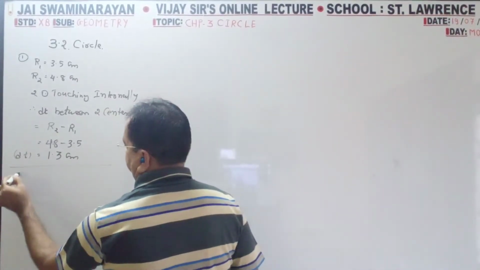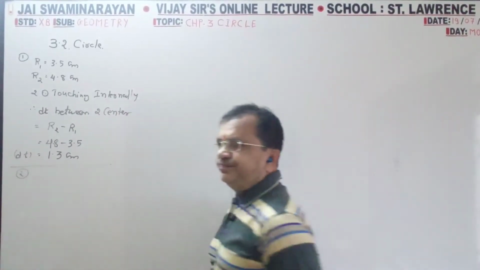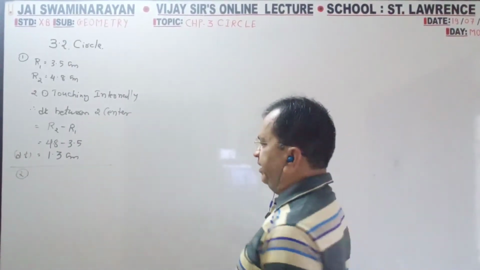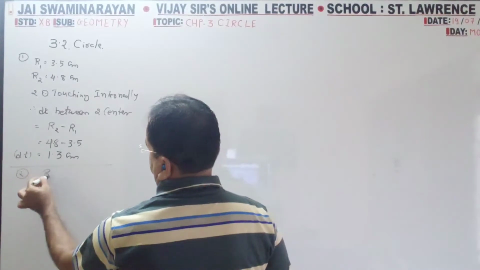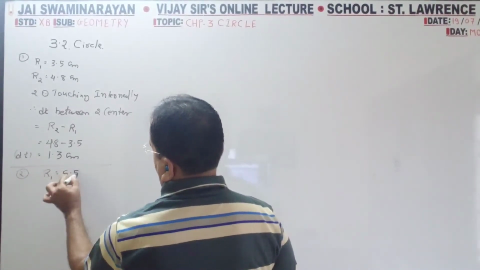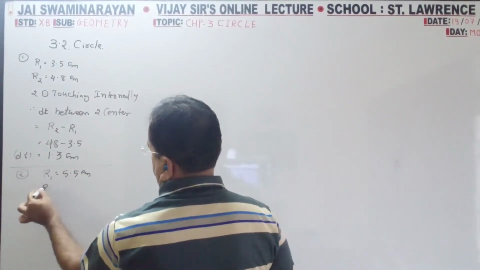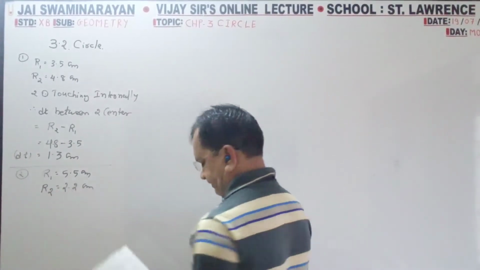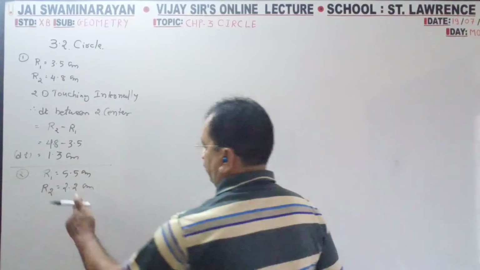Second, radius 1 is 5.5 centimeter, radius 2 is 4.2 centimeter.